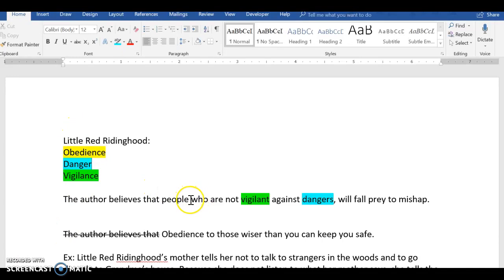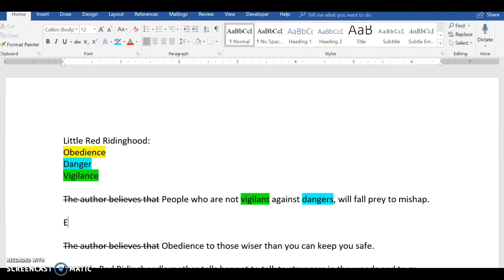And so I need to cross out "the author believes that." I need to capitalize my P of people. I need to double check it's a complete sentence that is not specific to Red Riding Hood. People who are not vigilant against dangers will fall prey to mishap. And then what will be my example? I will talk about how, honestly, she didn't notice that the grandmother had these weird eyes and ears, and she wasn't very vigilant to the fact that it was obviously not her grandmother. And because of that, she missed the danger of the wolf and the wolf ate her.